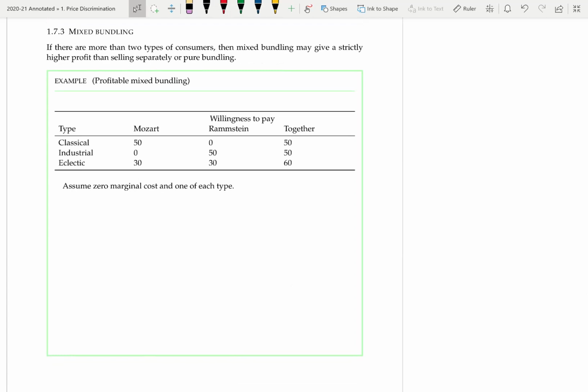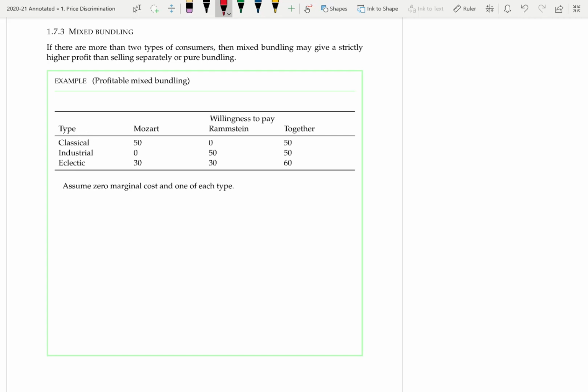So finally, let's look at mixed bundling. We're just going to show how this works with an example. We need more than 2 types of consumer for mixed bundling to be more profitable than selling separately or pure bundling. So in this example, we have 3 types of consumer. The good here is a concert ticket. The different types of consumer are classical, industrial, and eclectic.